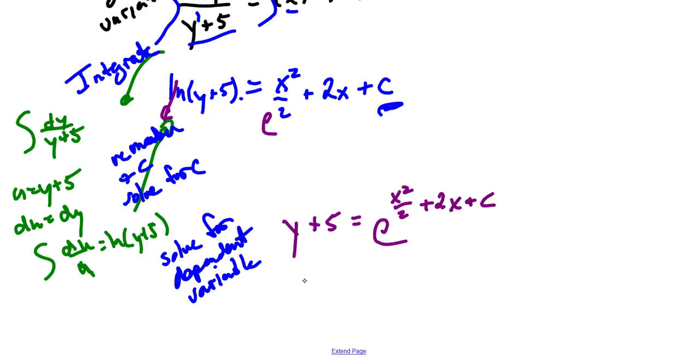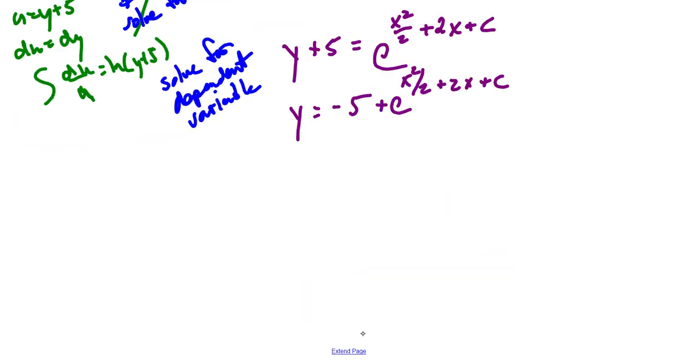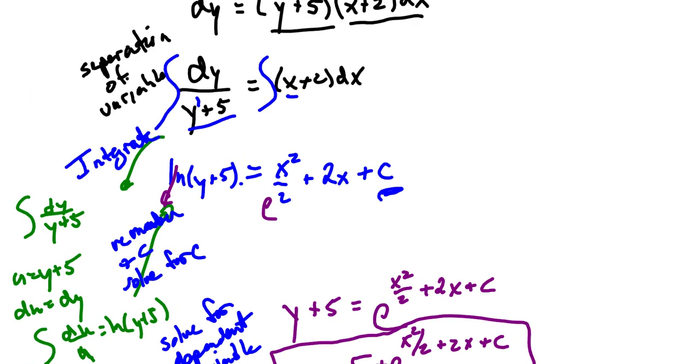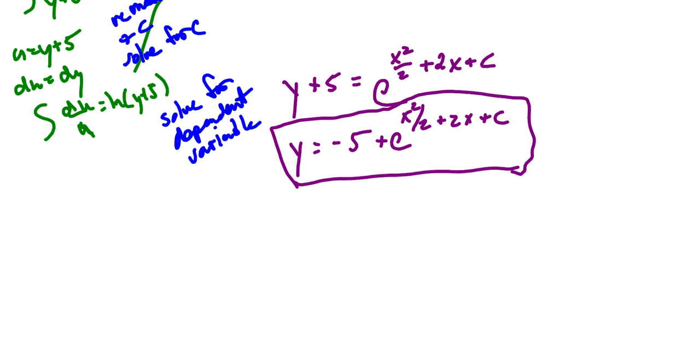We now want to solve for y, so I'm going to get y by itself. So I'm going to subtract 5 from both sides. So I'm going to have negative 5 plus e to the x squared over 2 plus 2x plus c. All right. This would be an appropriate answer. That would be fine. At times, you maybe want to get this constant by itself, but I'm just going to leave that as my answer, and that would be our solution to solving this differential equation. That's what we got.